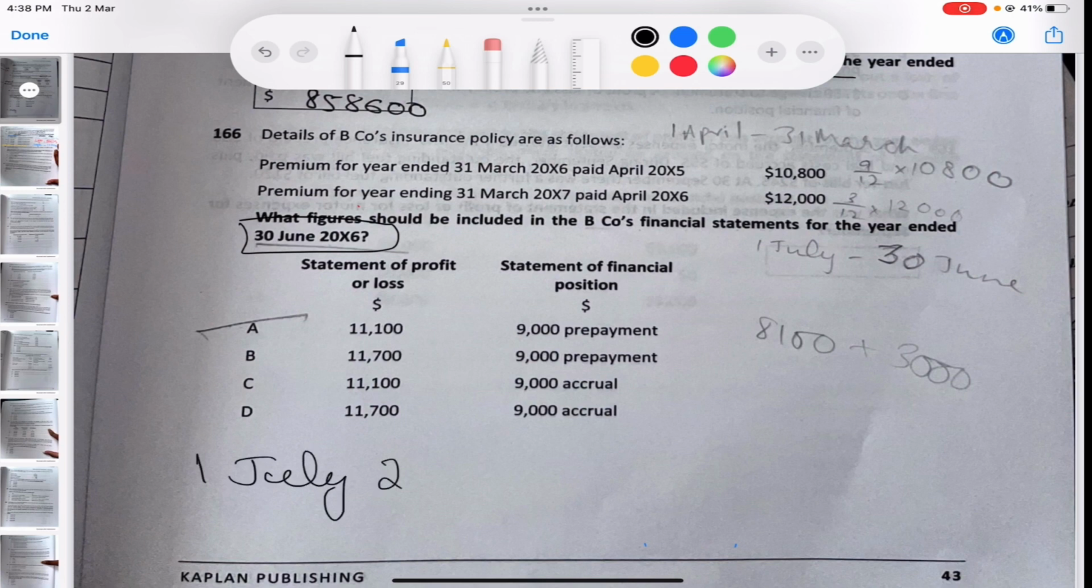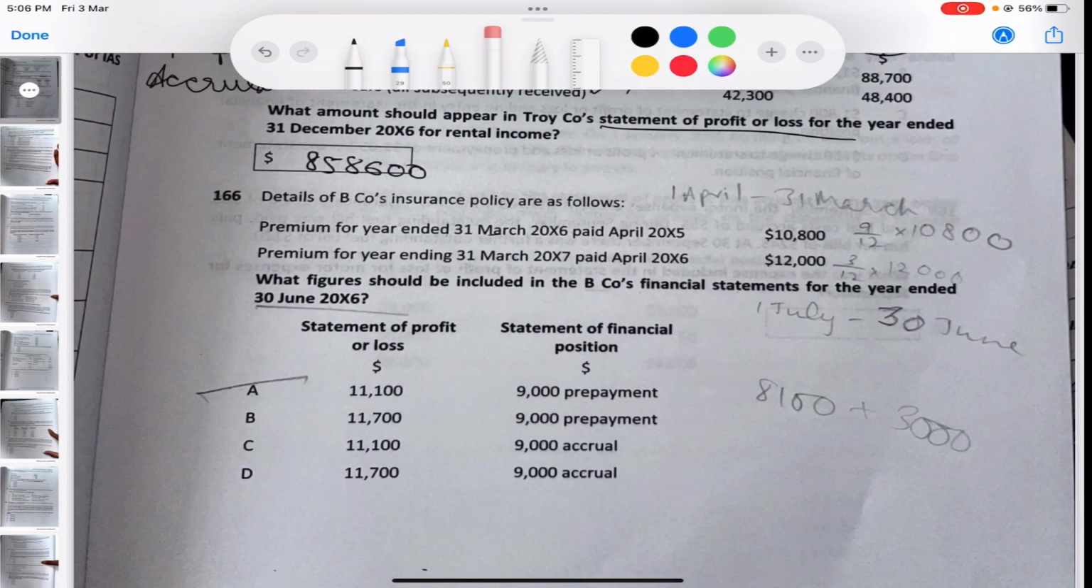1st July 2005 to 30 June 2006. So this is my year of concern. So what is our year of concern in this question? My year of concern is 1st July 2005 to 30 June 2006. That is my year of concern.